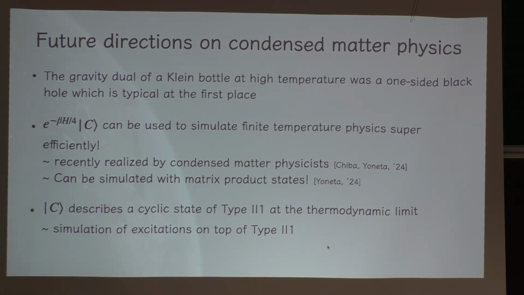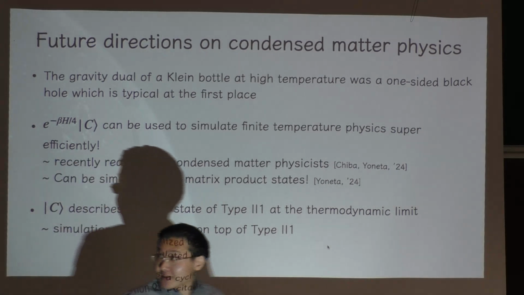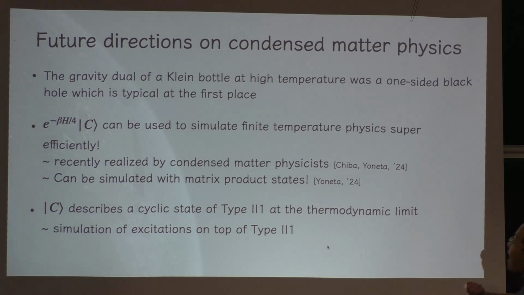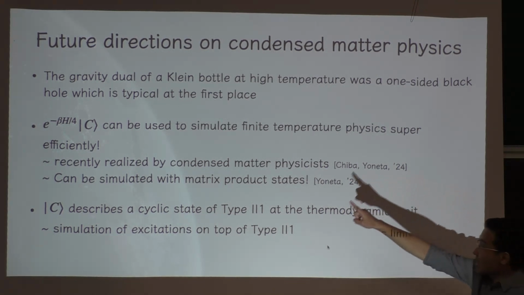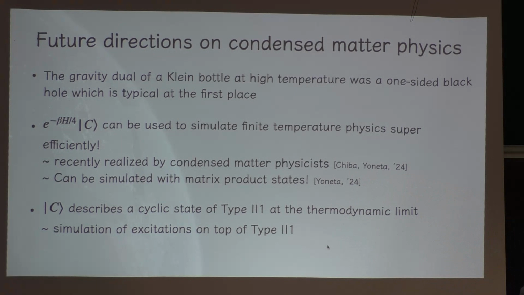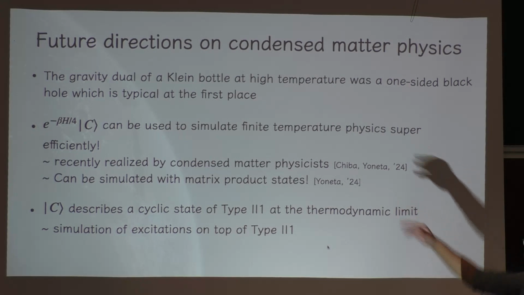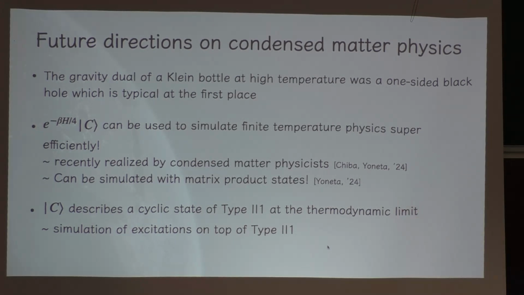then that might be used to simulate finite temperature physics in quantum many-body systems super efficiently. And it was actually found by some condensed matter physicists this year that you can use that to simulate finite temperature physics very efficiently. You can even write that state as a matrix product state, which is very impressive because we usually think that if you have a typical state, it's volume law, and you can never use a matrix product state. But in this case, because there's a very nice antipodal structure, you can use a matrix product state to prepare that antipodal structure and then use Trotter to prepare the whole state.